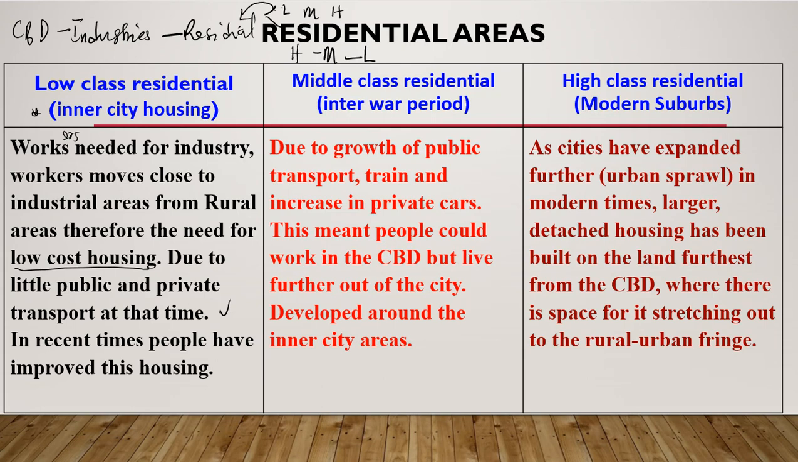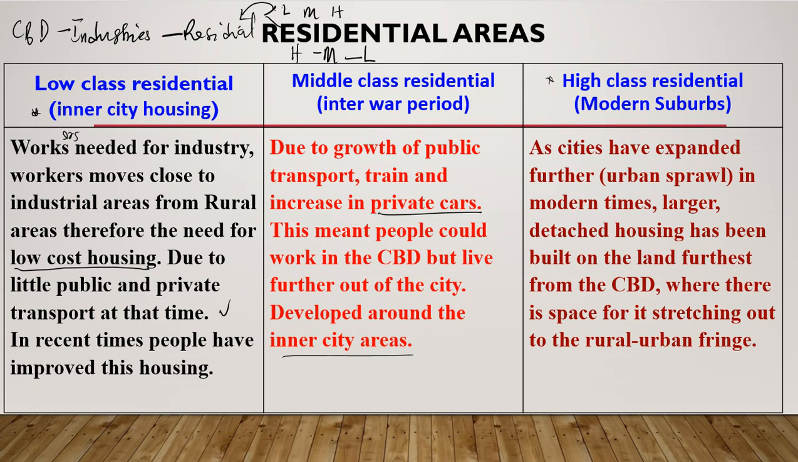Now, we also have the middle class residential, which is from the interwar period. Due to the growth of public transport, trains, and an increase in private cars, people could work in the CBD but live further out of the city, developing around the inner city areas.